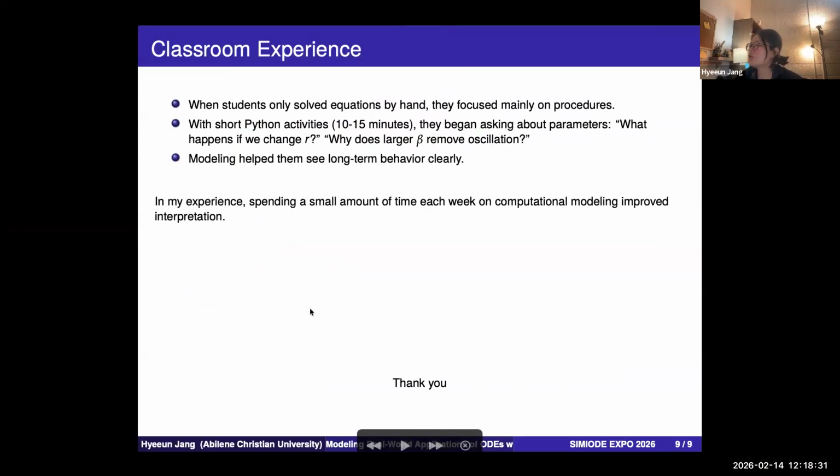In my classroom experience, spending even a small amount of time, 10 or sometimes 15 minutes each week, each class, Monday, Wednesday, Friday, last semester, on computational modeling significantly improved student interpretation. They enjoyed it a lot, and their conceptual understanding was very good. So thank you.